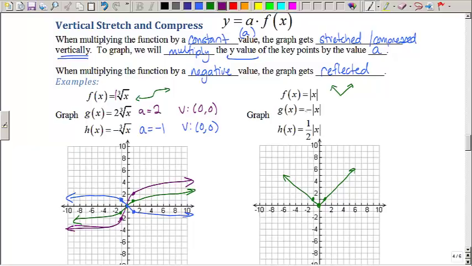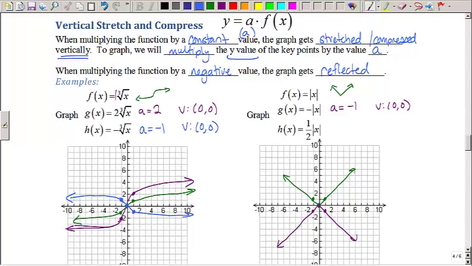On the next graph, g of x is equal to negative the absolute value of x. I know that my a is negative 1. And because my a is negative, that's a reflection. My vertex doesn't change at all because I have no shifting. So my vertex is still 0, 0. Instead of going right 1 and up 1, because my a is negative 1, I'm going right 1 and down 1. Instead of going left 1 and up 1, I'm going to go left 1 and down 1. I'm multiplying my vertical values, or my y value, by negative 1. Notice this just looks reflected over the x-axis.